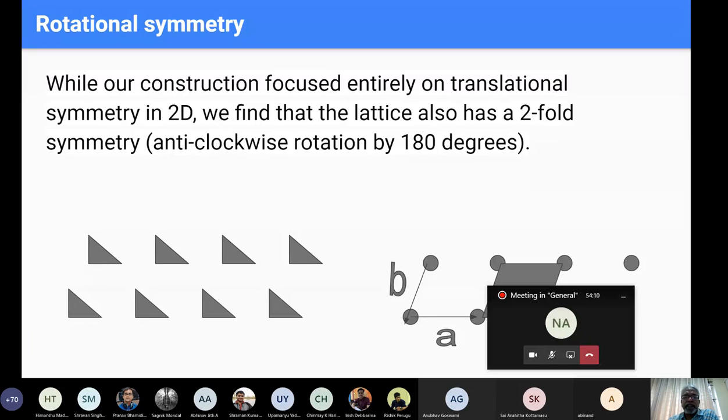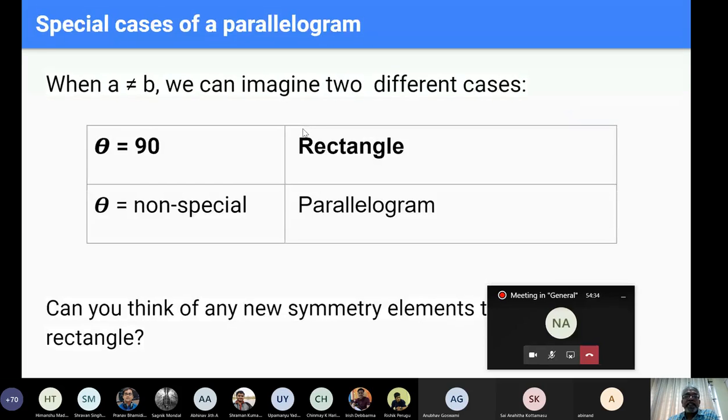And the moment you have such a lattice, you realize that even without doing anything further, for any arbitrary parallelogram repeated in 2D space, you get this buy-one-get-one-free kind of deal. You get two-fold rotation symmetry as well. It comes with the territory, which is nice. But we don't have to stop there. There are special versions of parallelogram for which you will get additional symmetry.